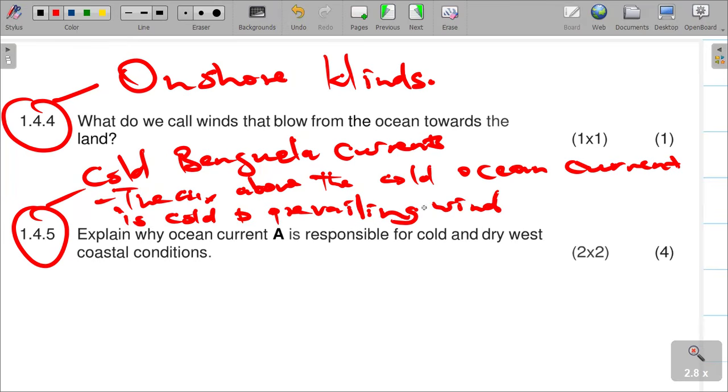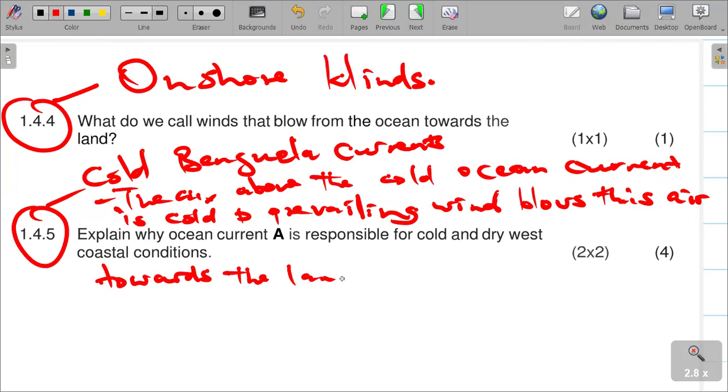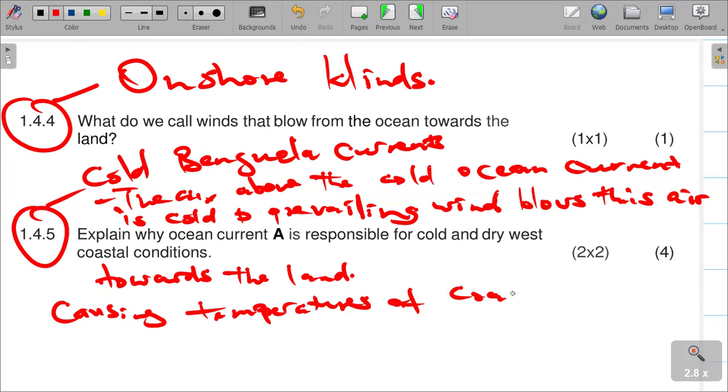Towards the land. Prevailing winds blow this air towards the land, which I want you to understand, decreasing the temperatures of the coastal regions, causing temperatures of coastal regions to decrease.